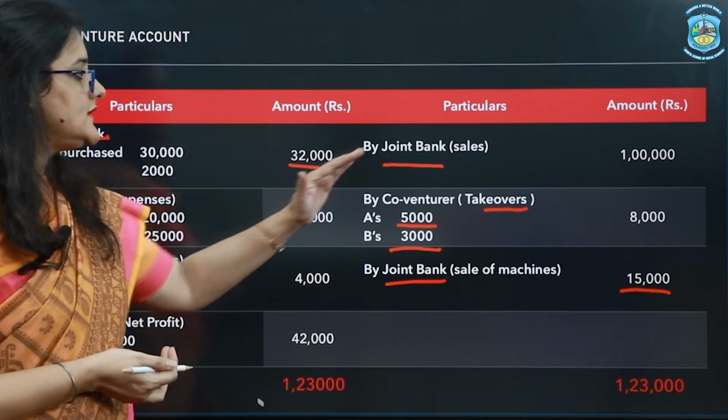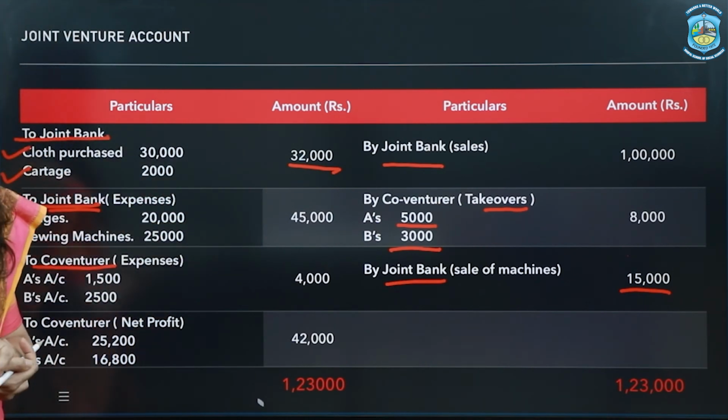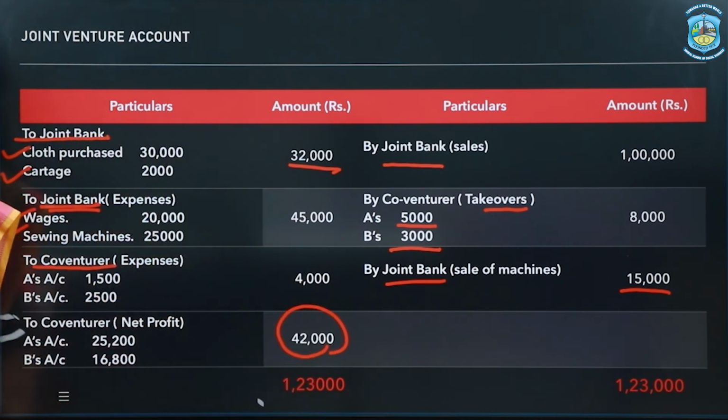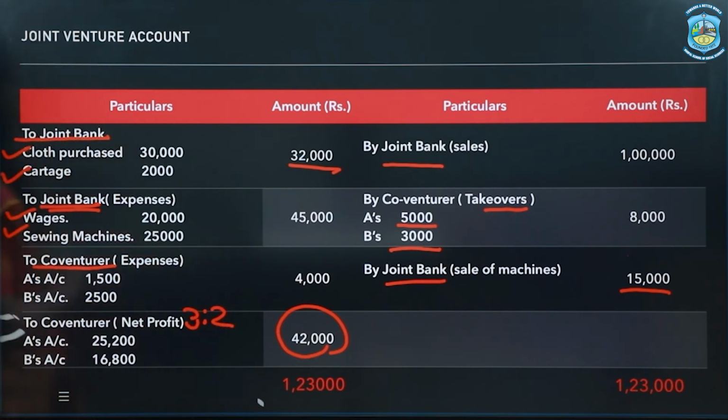Now, once all the transactions are recorded, we have calculated whether there is a net profit or a net loss. So in this case, we are getting a profit of 42,000, which is to be distributed in the ratio 3:2 between A and B. So here is the share of A and B, 25,200 and 16,800.